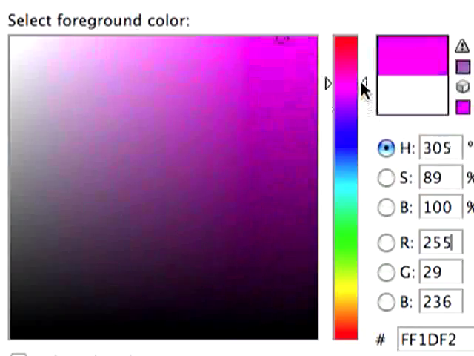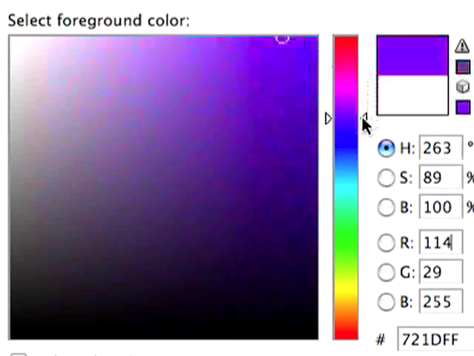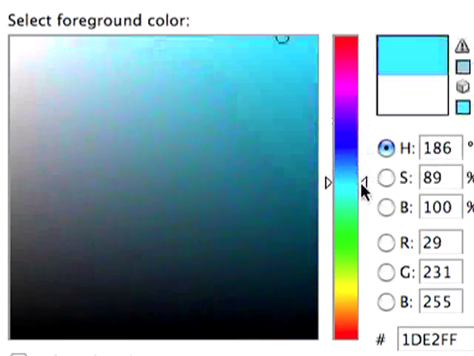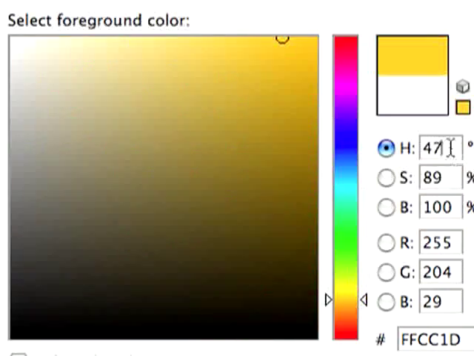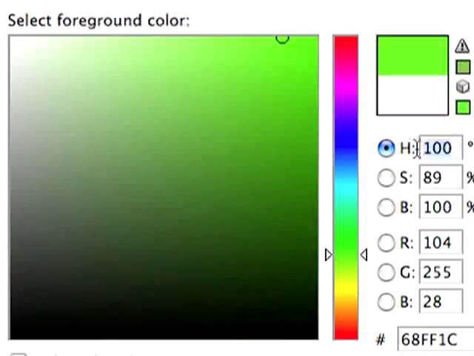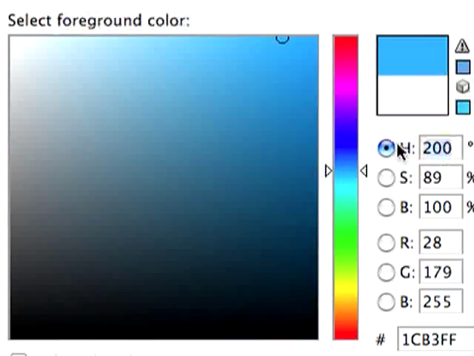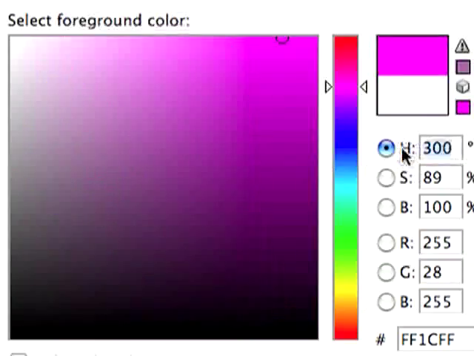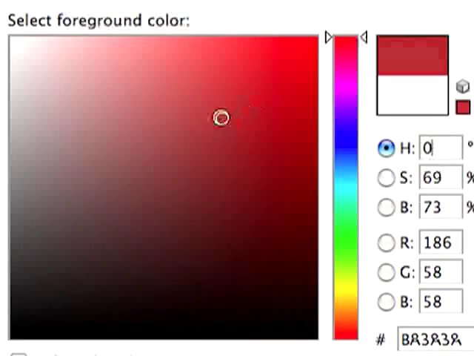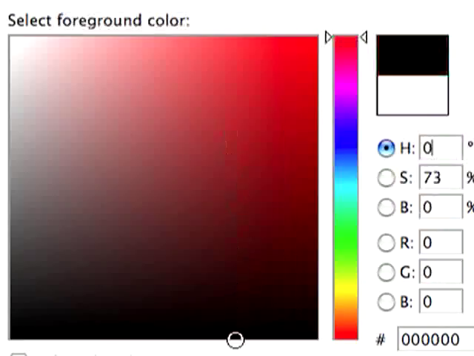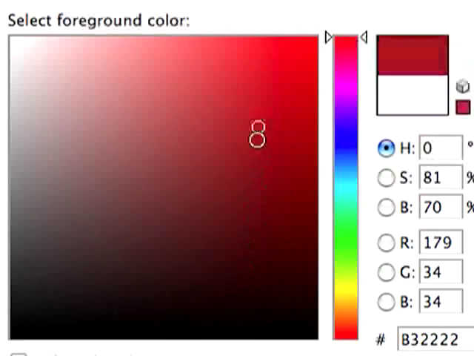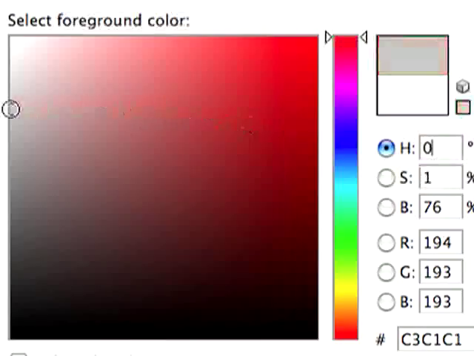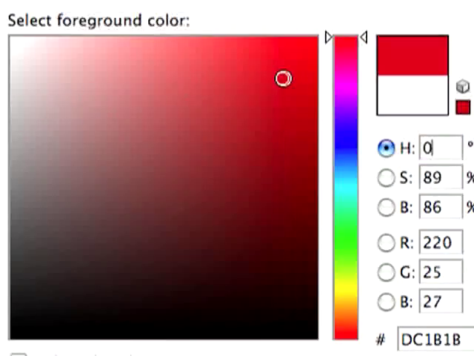Adobe Photoshop also has a color picker. Here, the hue is controlled by a slider on the right. At the top of the square, the brightness is high, and at the bottom, it's low. Then at the left of the square, the saturation is low, and at the right of the square, the saturation is high. Experimenting with color pickers can really help your understanding of hue, saturation and brightness.